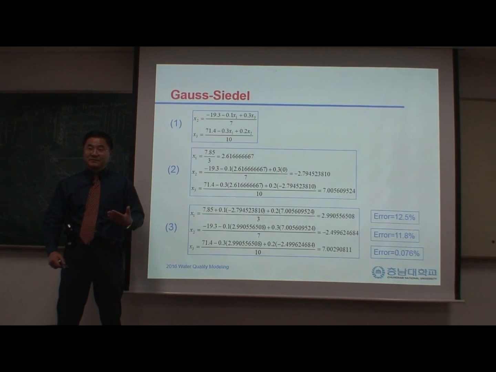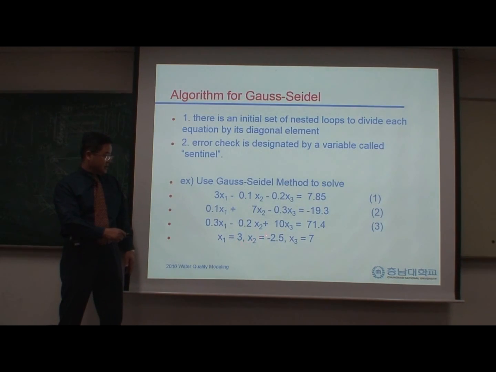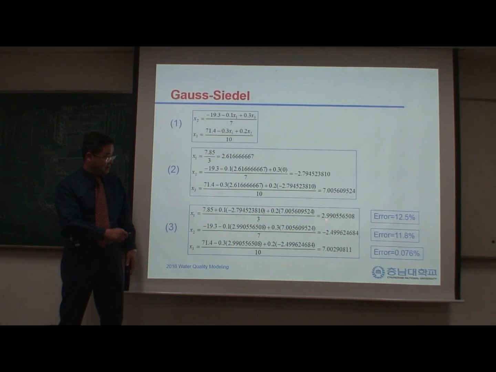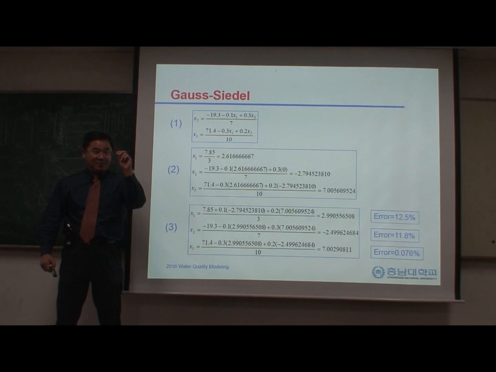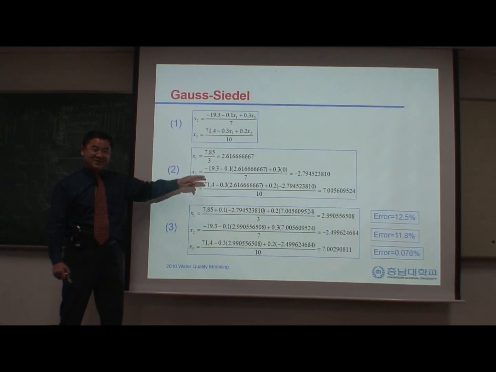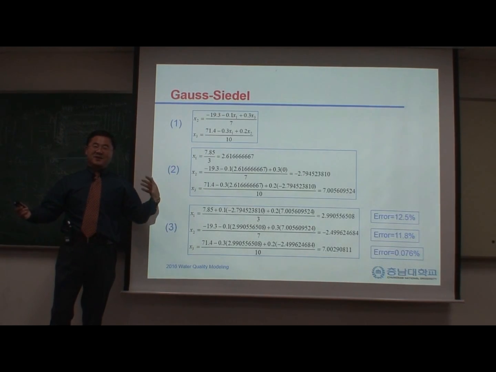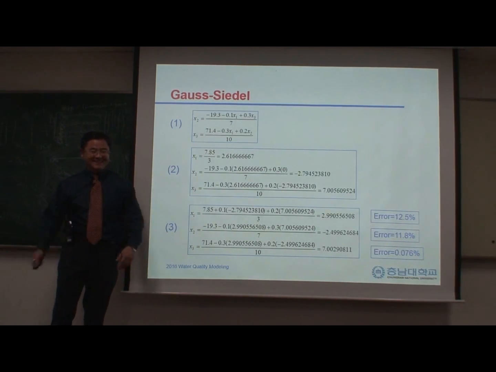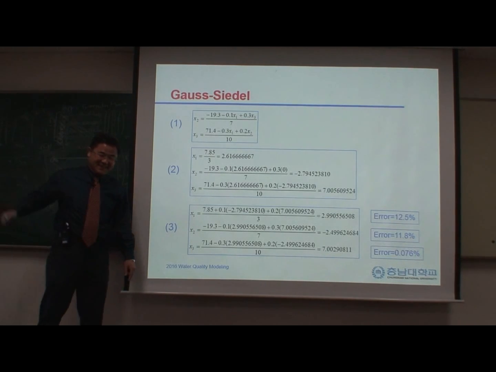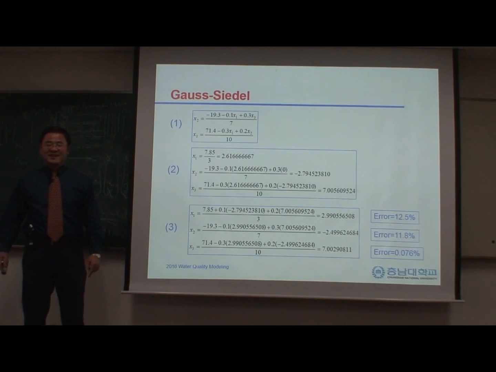What was the answer? 3, minus 2.5, 7. That was the answer. 3, minus 2.5, 7. Almost the same, after just two iterations. Very interesting, right? In this case, you don't need any fancy technique. You just have to keep doing it until you get the right answer.